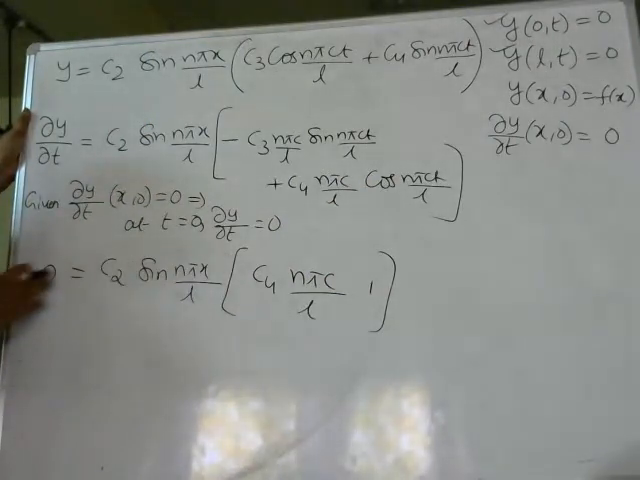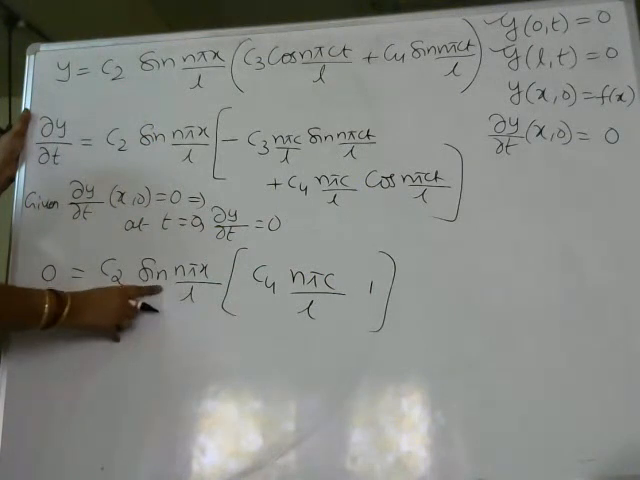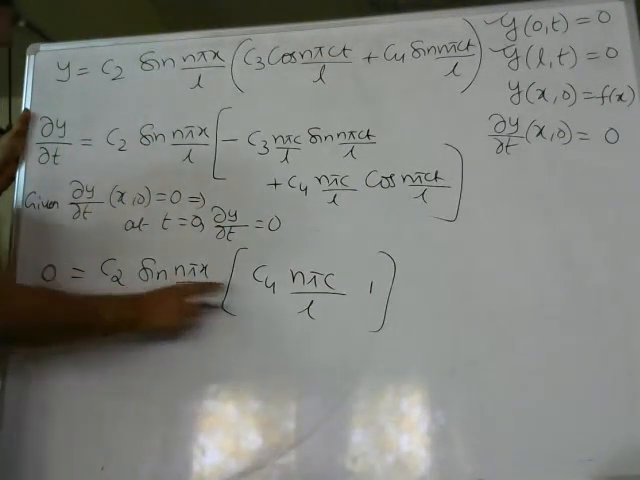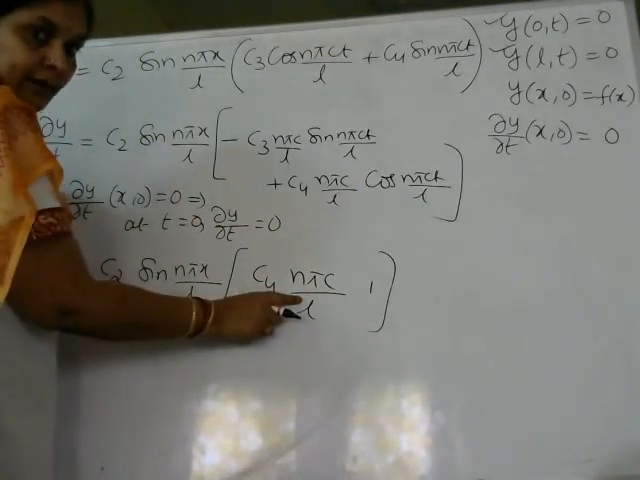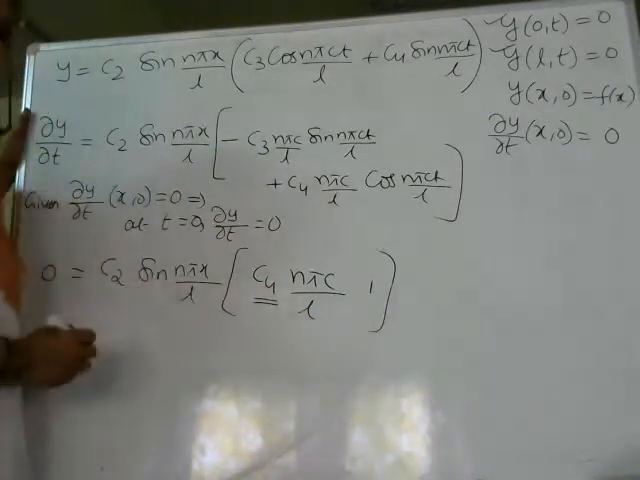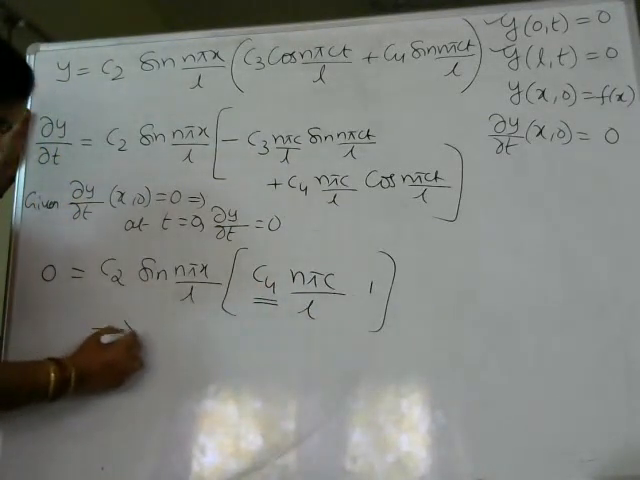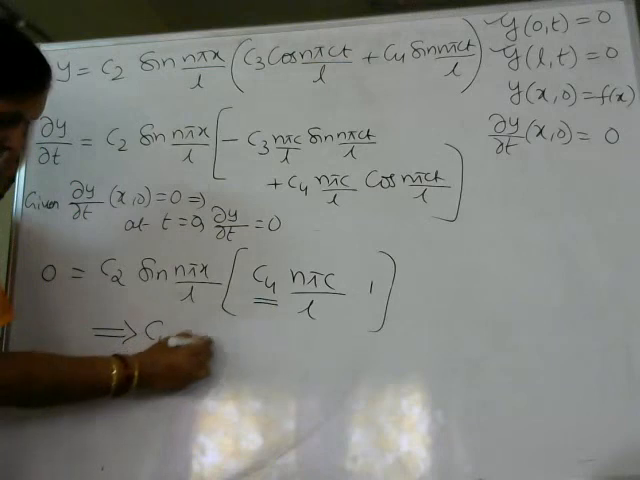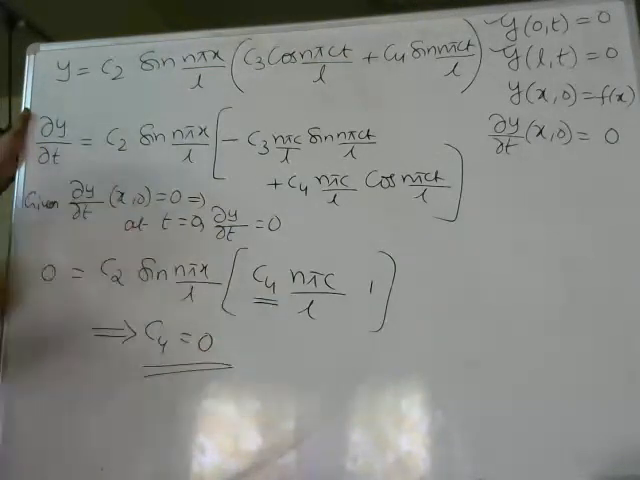So in this combination, which value will become 0? C2 can't be 0. Sin(nπx/L) can't be 0. nπC/L is a constant value, can't be 0. Only the constant we have is C4. Implies C4 is equal to 0. That is the condition for the third one.